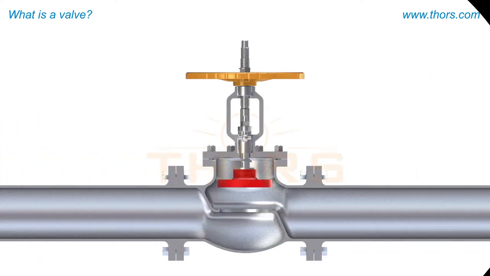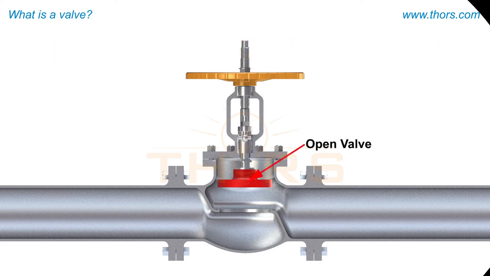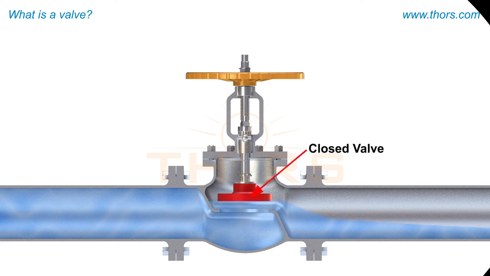The three functions performed by the valve are open, throttle, and close. When the valve is open, the fluid passes through the valve. A throttling valve can be used to regulate the amount of flow through the valve. When the valve is closed, the fluid is stopped from passing through the valve completely.